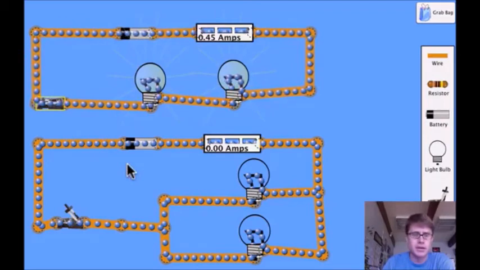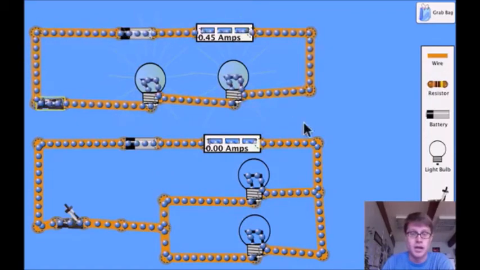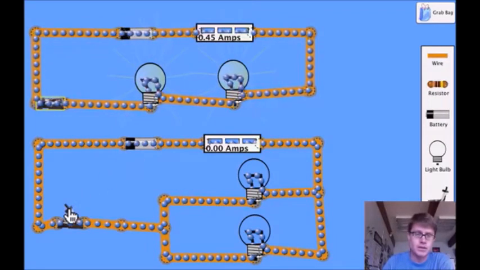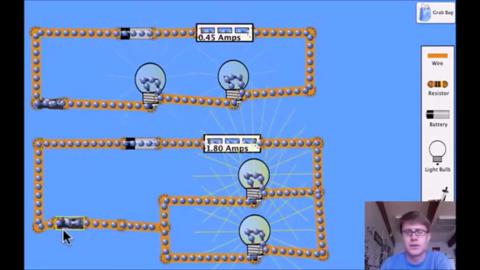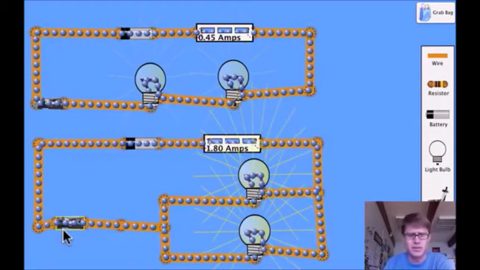And now we're going to look down here at a parallel circuit. In a parallel circuit, there are two parallel pathways. In other words, there's a wire that goes through this bulb and a wire that goes through this bulb. And so when I turn this on, there's a clear difference between the two. And the first time I saw this, it was totally confusing to me.